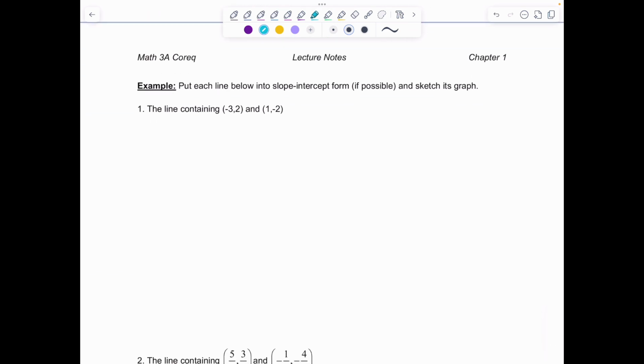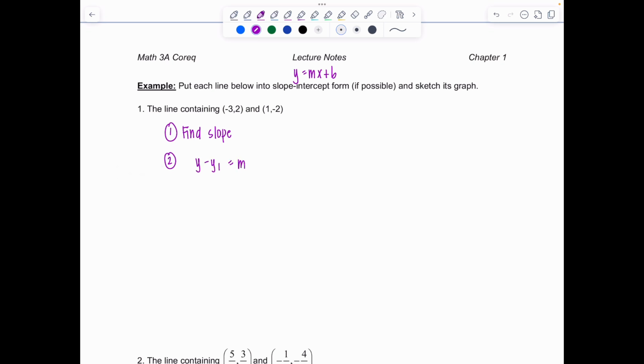Put each line below into slope-intercept form, which is y = mx + b, if possible, and sketch its graph. So we're asked to find the line containing the points (-3, 2) and (1, -2). So the first thing we need to do is find the slope, okay? Find the slope, and then you're going to jump straight to point-slope form.